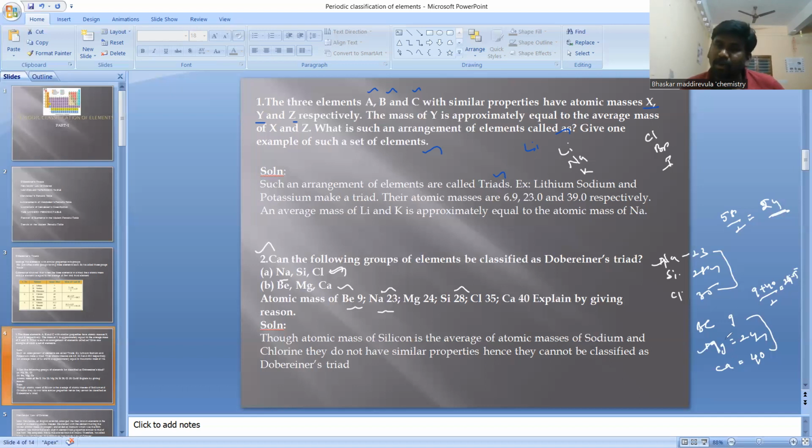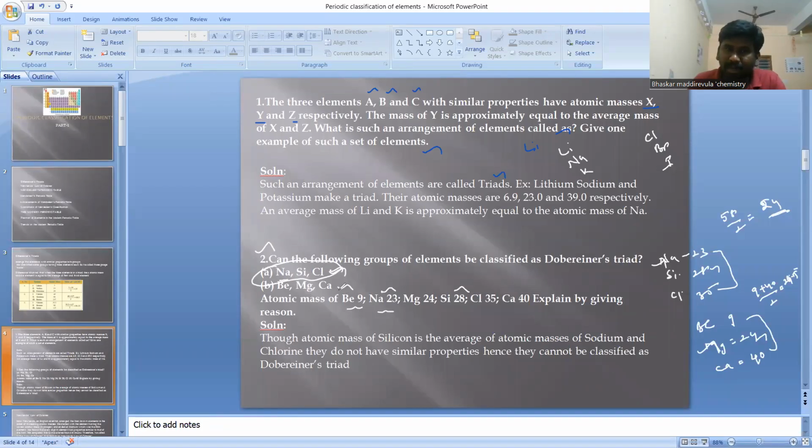This set we are able to arrange. Why? Because they possess the same properties. Beryllium, magnesium, calcium possess similar properties, so this we can arrange. But this set, sodium, silicon, chlorine, we can't make.